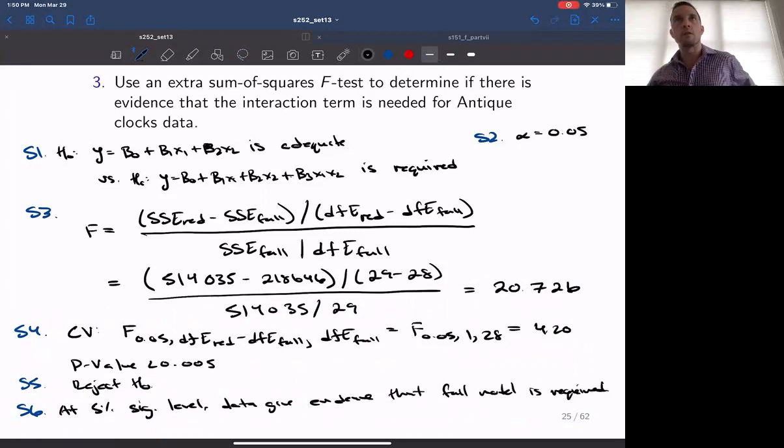Okay, sorry, I went a little overtime. So on Wednesday, I'll review this test. This extra sum of squares F test is very useful to us, and it's something that we're going to see quite a bit throughout the remainder of the lecture set.